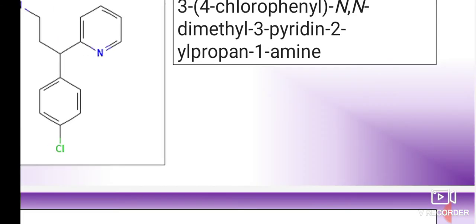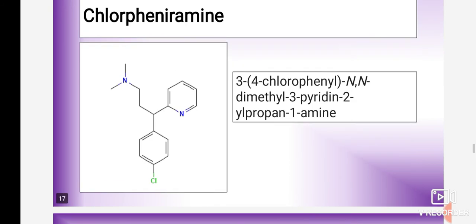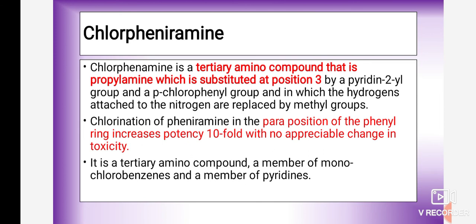Then 3-pyridin-2-yl: there is a substitution of pyridine, a 6-member ring with 1 nitrogen. Then propan-1-amine: a 3 carbon containing chain with an amine. So this is the nomenclature of the drug. Chlorpheniramine is a tertiary amino compound, that is a propylamine, which is substituted at position 3 by a pyridin-2-yl group and a para-chlorophenyl group, and in which the hydrogens attached to the nitrogen are replaced by methyl groups.